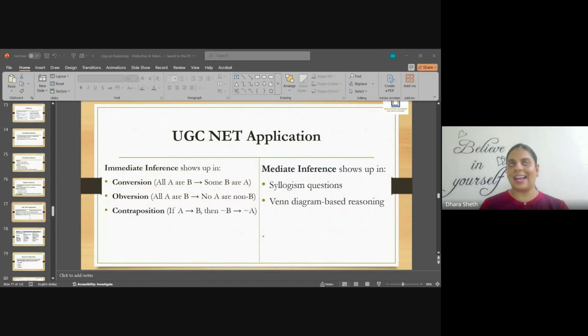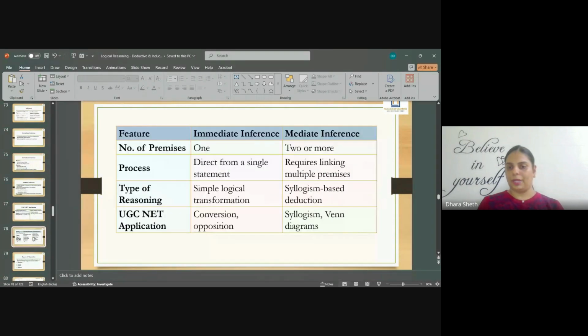Another way is analytical, where there are rules and regulations, and based on the terms and rules, you solve the question. So Venn diagram based reasoning, we'll take one or two examples tomorrow, but how to draw Venn diagrams, I have taught you today. Syllogism based questions, the analytical ones, we'll also discuss tomorrow. Today we'll talk about conversion, obversion, and contraposition, the immediate reasoning. But before that, the major difference between immediate inference and mediate inference, if you just want to take a screenshot of this slide.